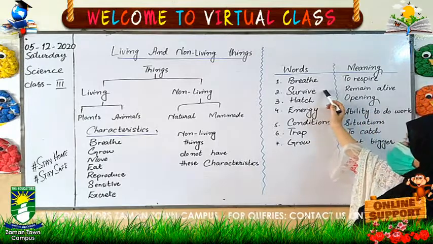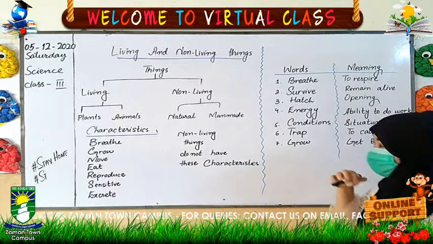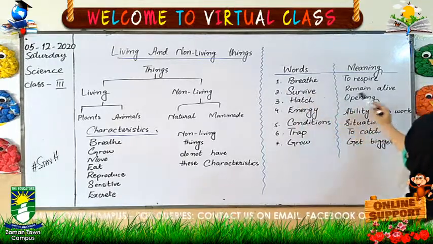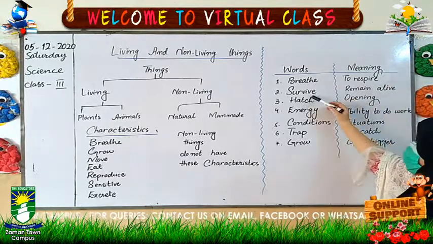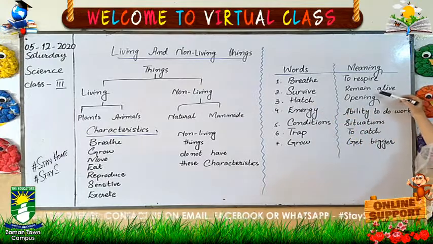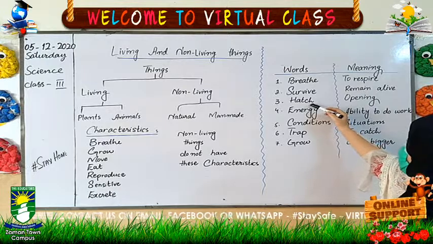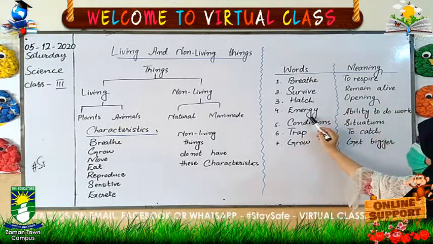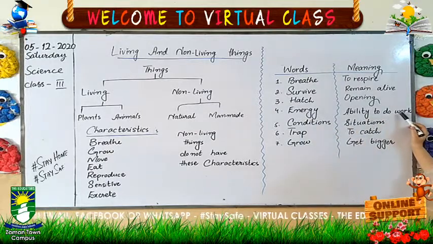You have to do in your copy. Okay? You have to find out these word meanings on the portal. Look at here. Number one is breathe. The meaning of the word breathe is to respire. Number two is survive, and its meaning is remain alive. Number three, hatch. Hatch means opening. Number four, energy. Energy means ability to do work.